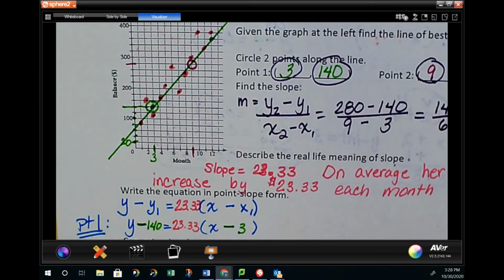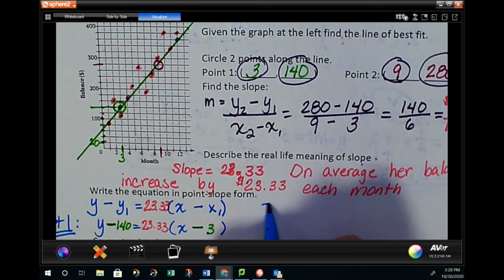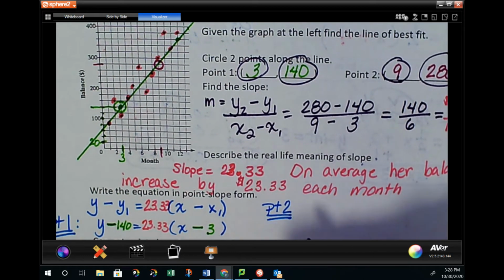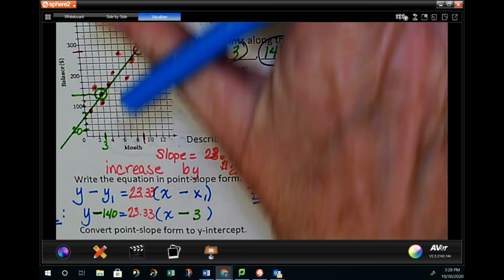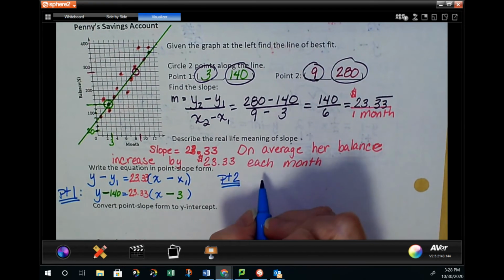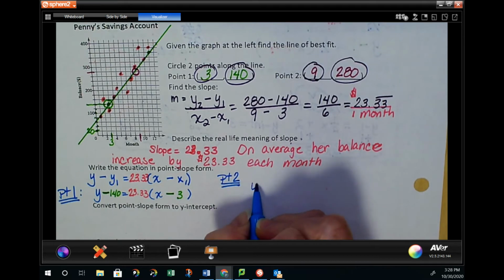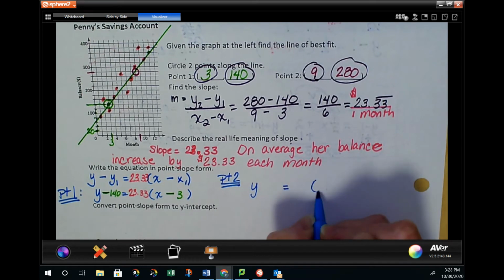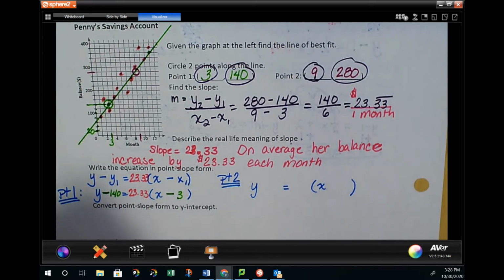You can write that. Or if you liked point 2 better because it seemed nicer to you, then you can use point 2. I don't care. You're going to get the same answer whether you use point 1 or point 2. So this would be y, and then you had your slope. That's not going to change.